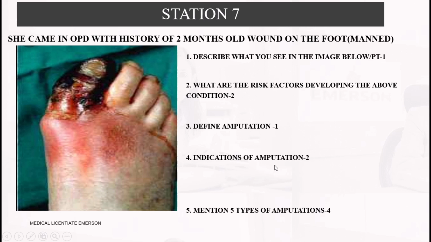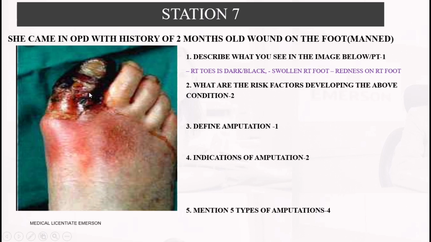Define amputation, indications of amputation, mention 5 types of amputation. So describe what you see. So let's describe what you see. In description of what you see, you have to use your own terminologies, as in what you yourself can describe.